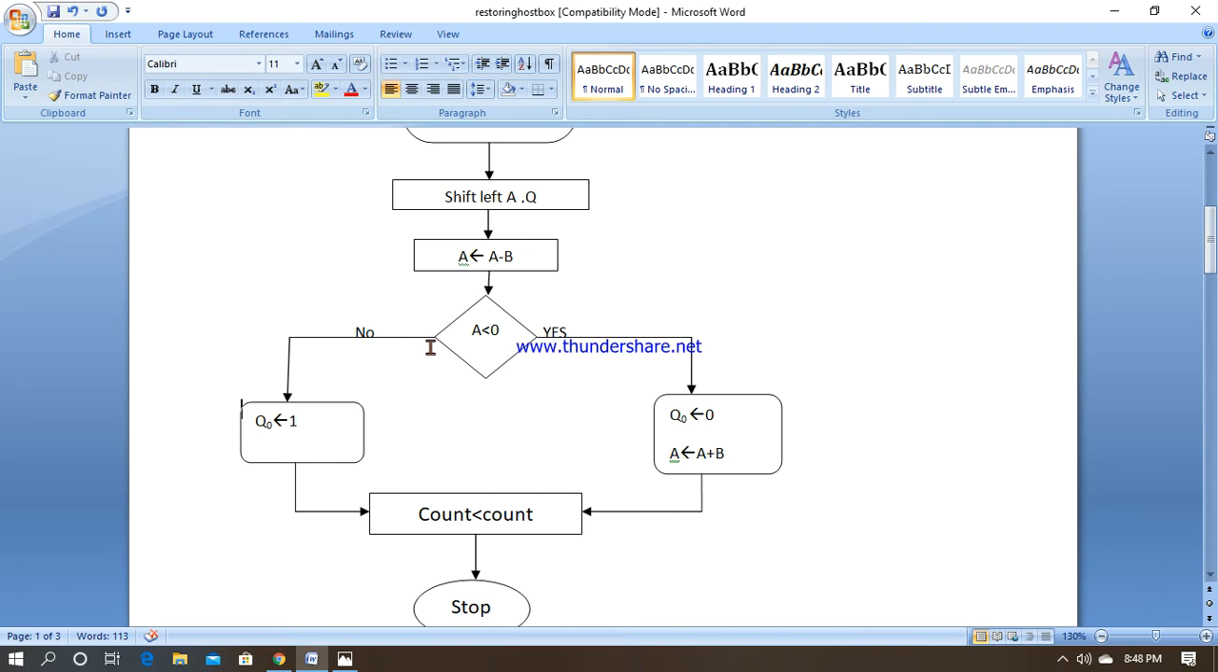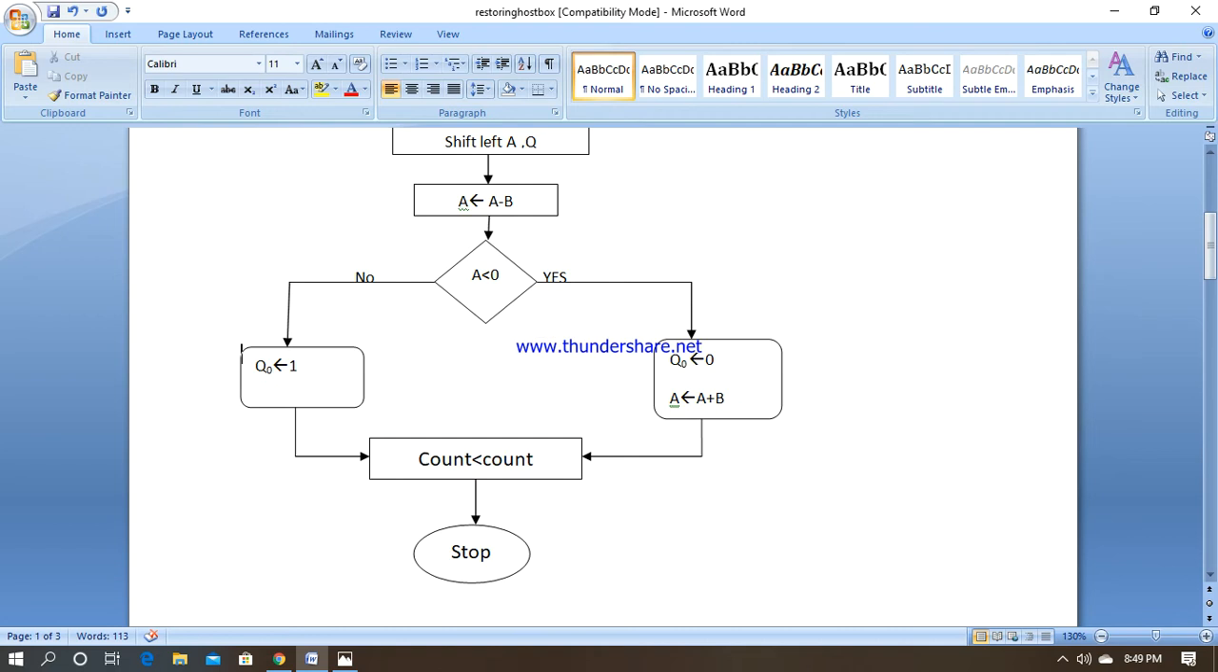If A is less than 0, then you set the Q0 bit value to 0 and go for the addition operation, that is A plus B, in the accumulator. Otherwise, you set the value of Q0 to 1. So remember, if the MSB of A is 0, you set the Q0 bit to 1. If the MSB of A is 1, you set Q0 to 0 and go for the shift addition operation.